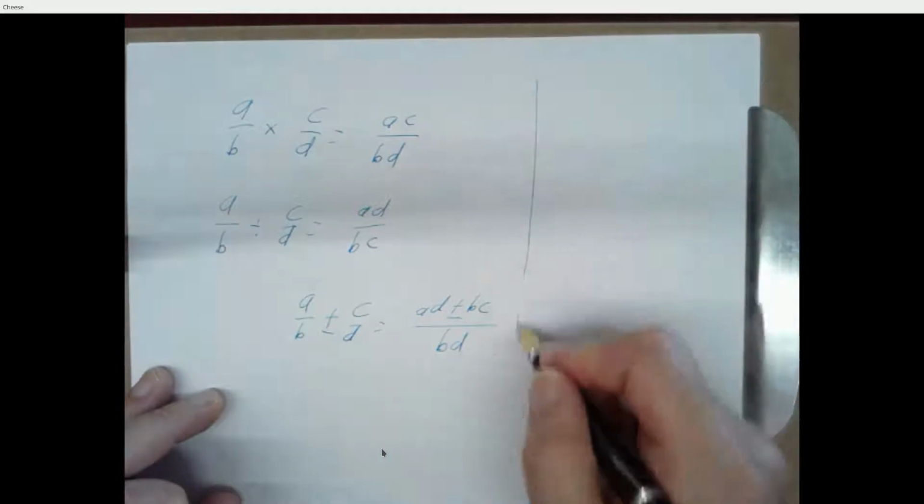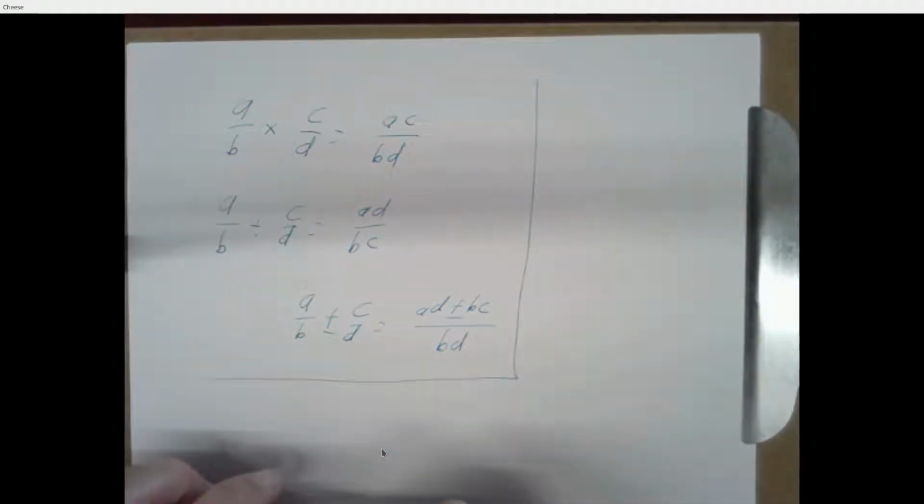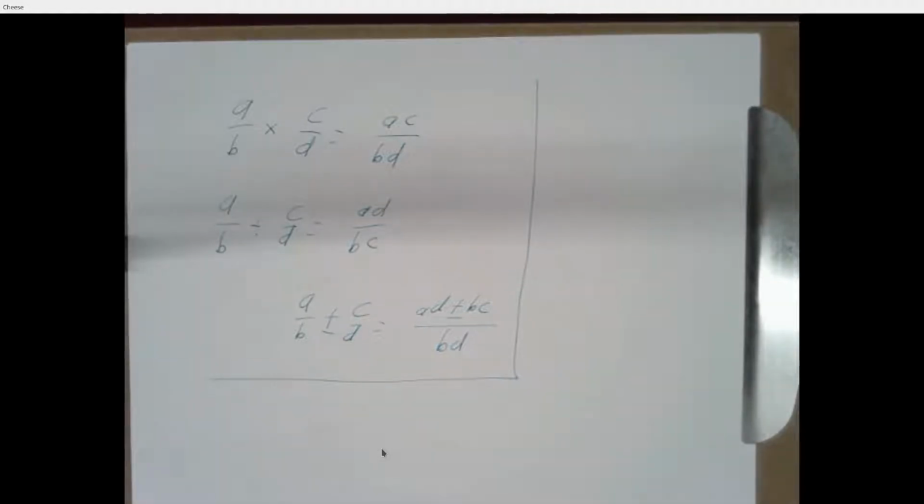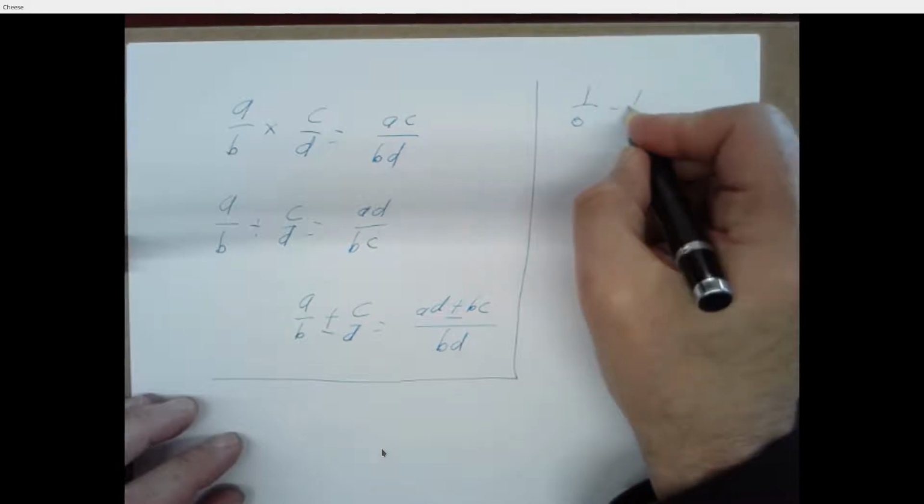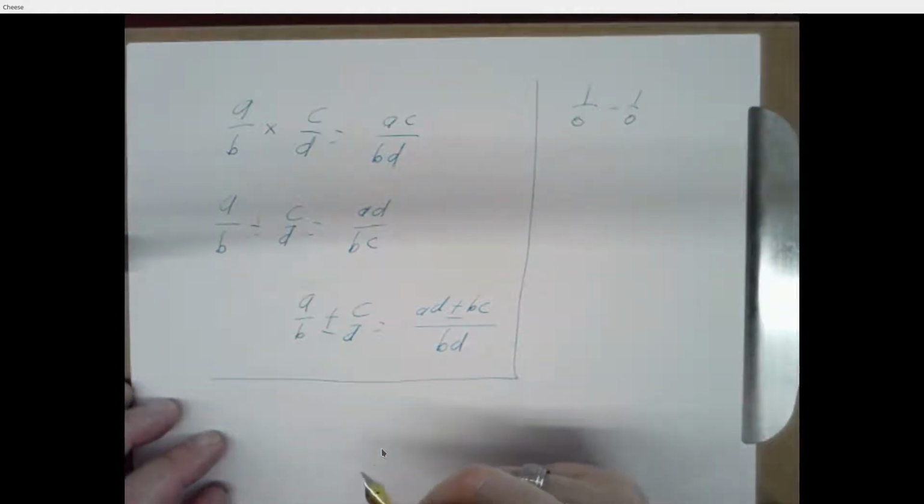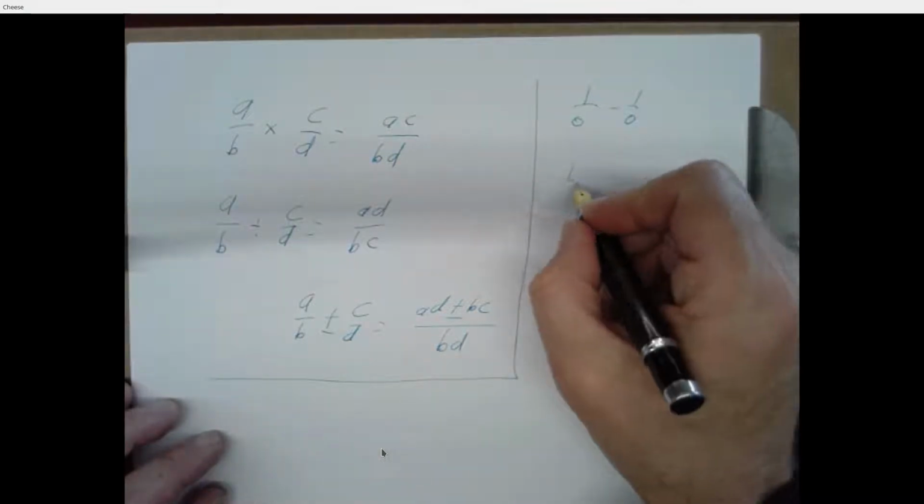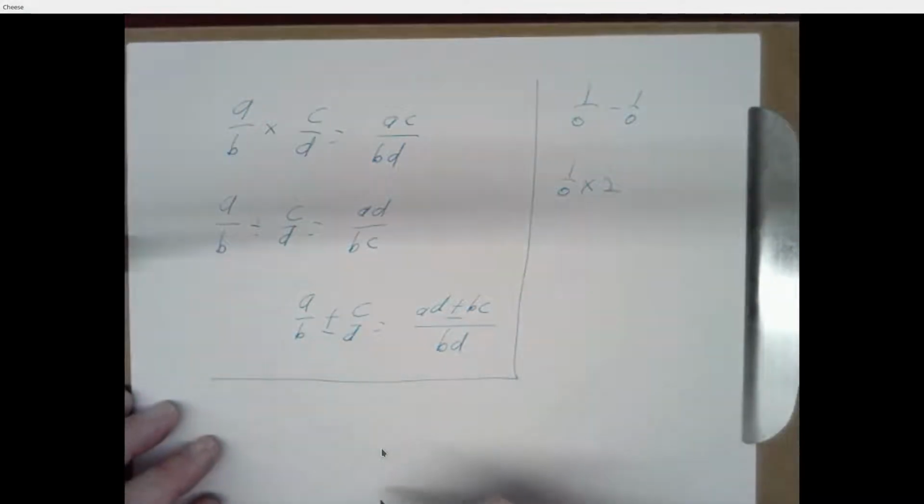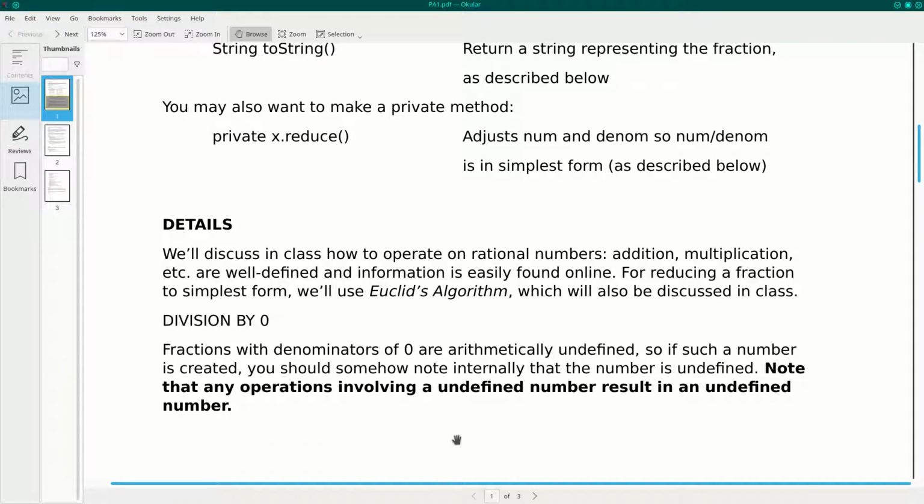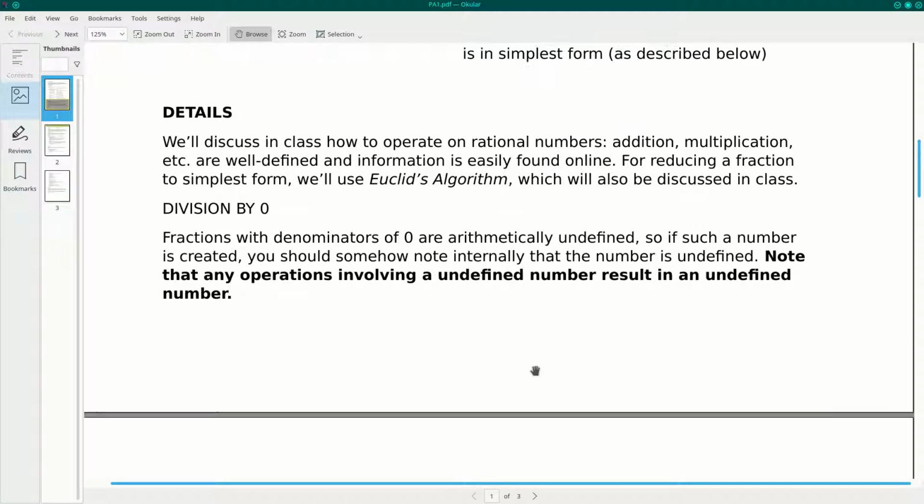Okay, but if we have a fraction with a denominator of 0, that's undefined. And the rule in here is that any time you do any operation with an undefined fraction, the result is undefined. So 1 over 0 minus 1 over 0 does not give you 0. It gives you an undefined number. 1 over 0 times 2 does not give you 2 over 0. It gives you an undefined number. You may represent that as 2 over 0, but in the end, we want it to be an undefined number. Okay, so that's what this is talking about here. Any operation involving an undefined number results in an undefined number.